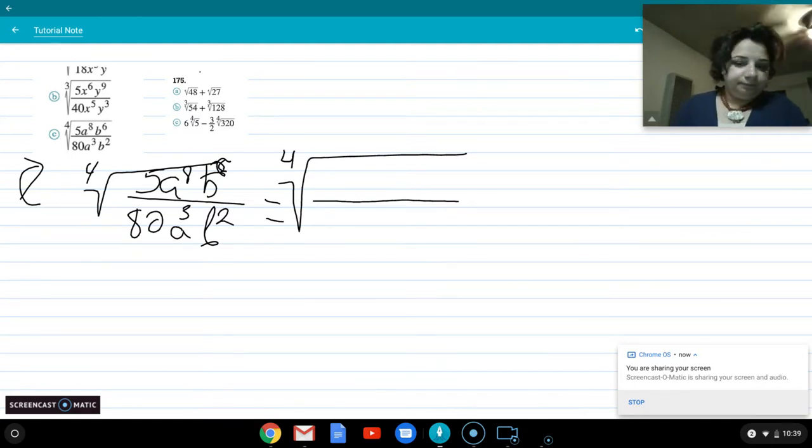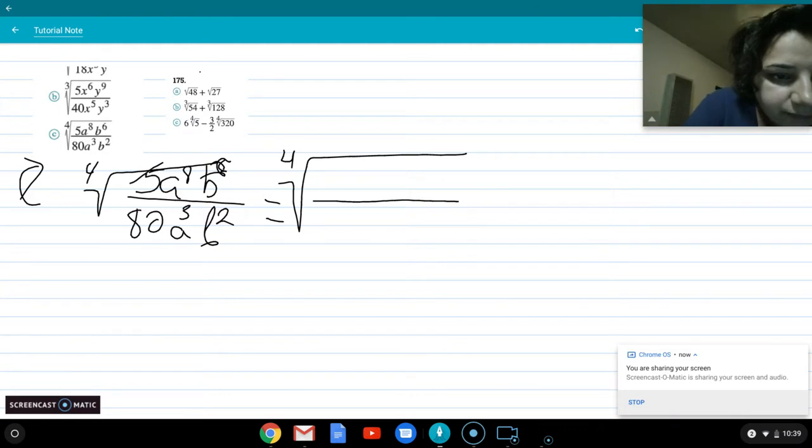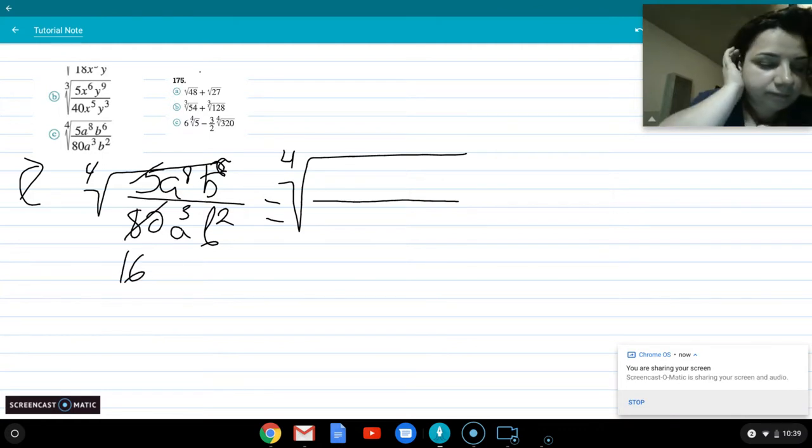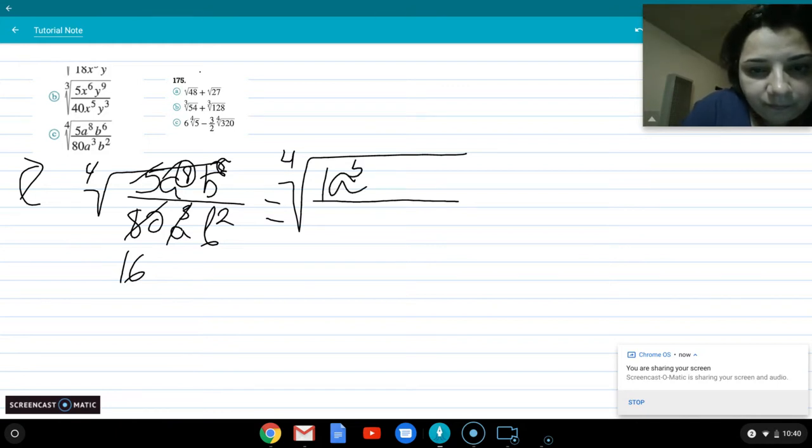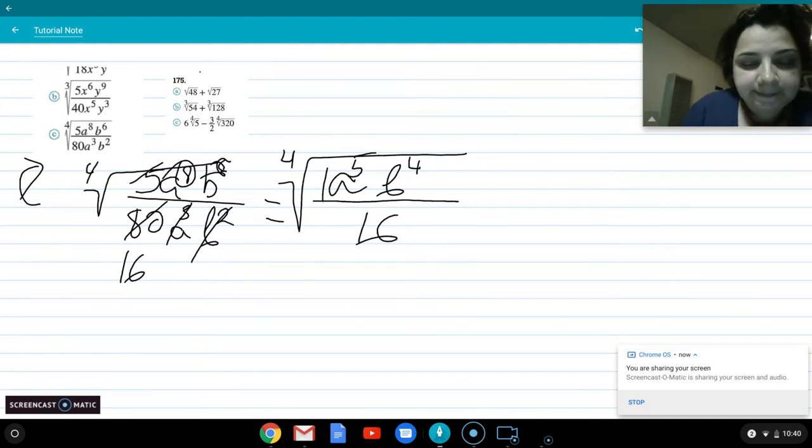For example, 5 goes into 80 16 times. a to the 8th divided by a to the 3rd leaves us with a to the 5th power in the numerator. And then b to the 6th divided by b to the 2nd leaves us with b to the 4th in the numerator. In the meantime, all you have left in the denominator is 16. Now this is a much more manageable problem.